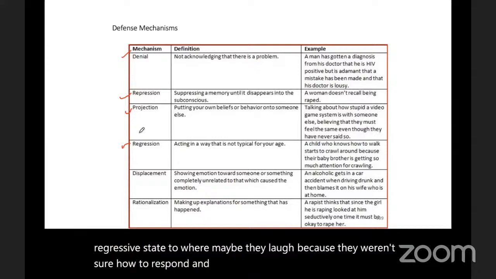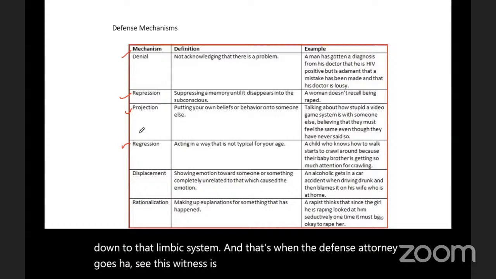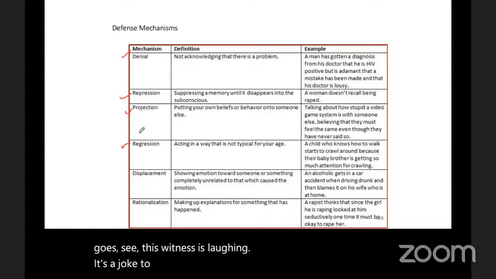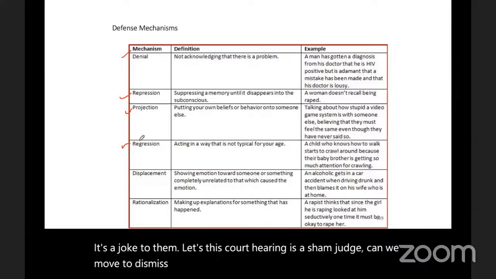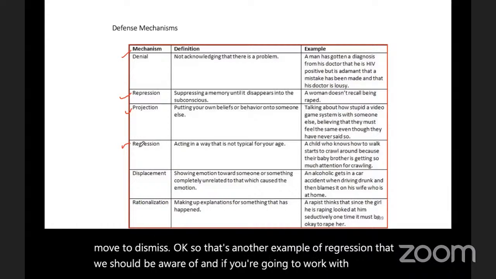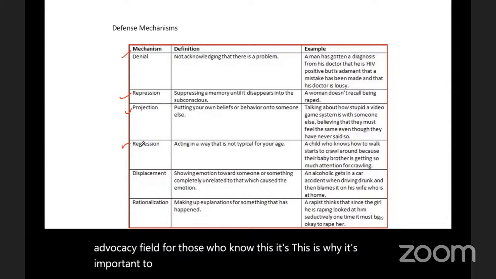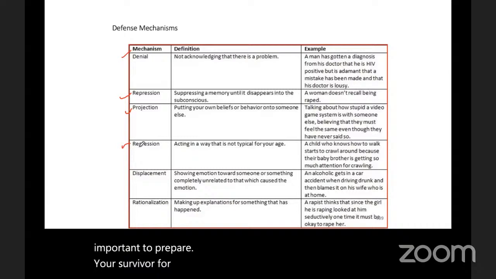And the mechanisms in their brains are down to that limbic system. And that's when the defense attorney goes, ha, see, this witness is laughing. It's a joke to them. This court hearing is a sham. Judge, can we move to dismiss? Okay. So that's another example of regression that we should be aware of. And if you're going to work in the advocacy field, for those who know this, this is why it's important to prepare your survivor for those types of events.